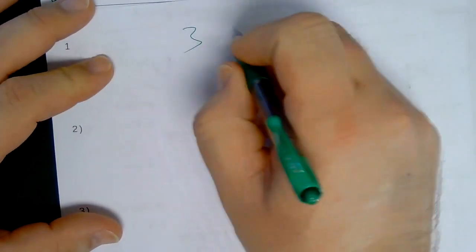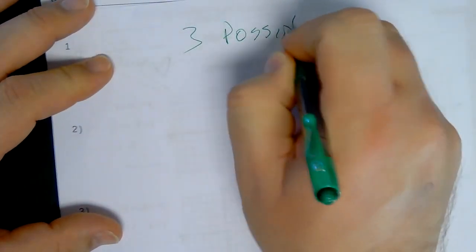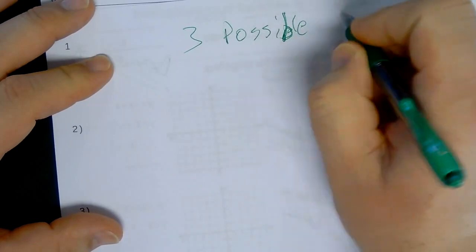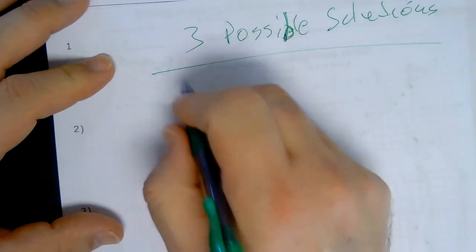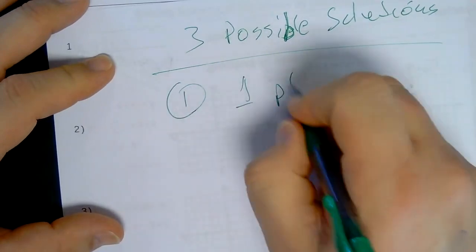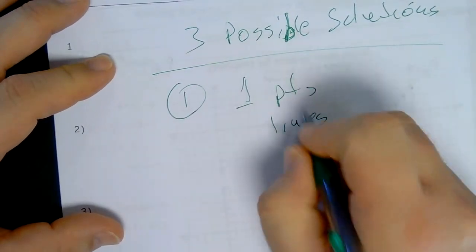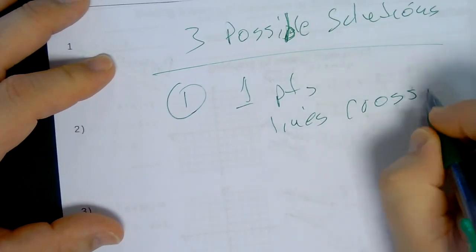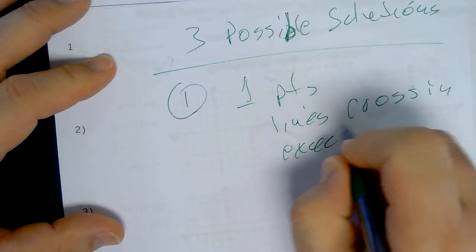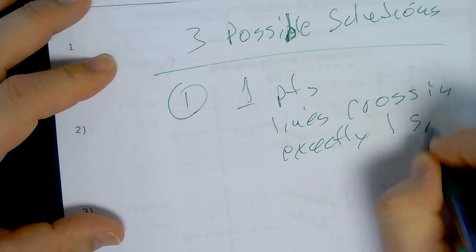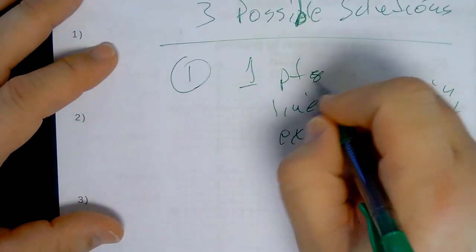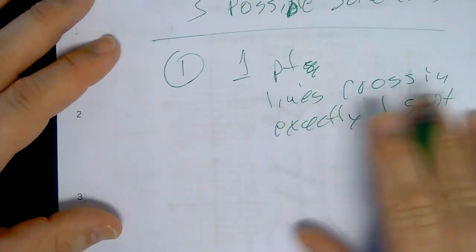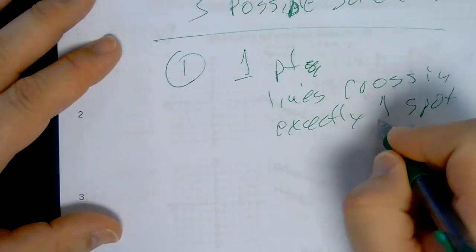Again, there's three possibilities here. Okay, I'm going to write this on the back. You can have three possible solutions. Number one, one point, the lines cross in exactly one spot. So you just need the coordinate. Okay, alright, so that's the first one. One point, lines cross in exactly one spot.